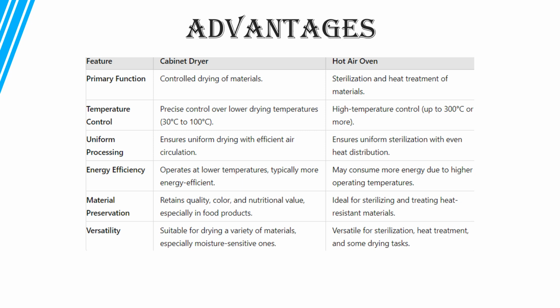Then comes material preservation, in which cabinet actually retains quality, color and nutritional value in the food products. And for oven it is actually ideal for sterilizing and treating heat resistant materials. The versatility for cabinet dryer is it is suitable for drying a variety of materials, especially moisture sensitive ones, because the temperature is lower. For oven, the versatility is for sterilization and heat treatment and some drying tasks.